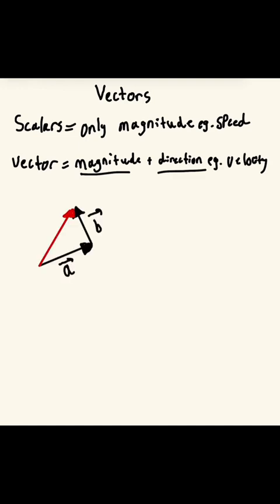If we have a look at this diagram here, we can see there's two vectors, vector A and vector B. Another thing you have to do with vectors is know how to add and subtract vectors to find the resultant vector. To add these two vectors up, we can draw a line, which is what I've done here. The red line here represents the resultant vector.